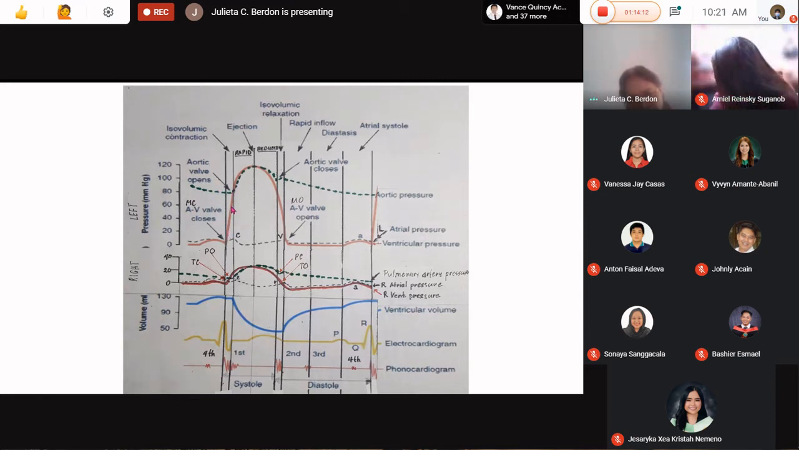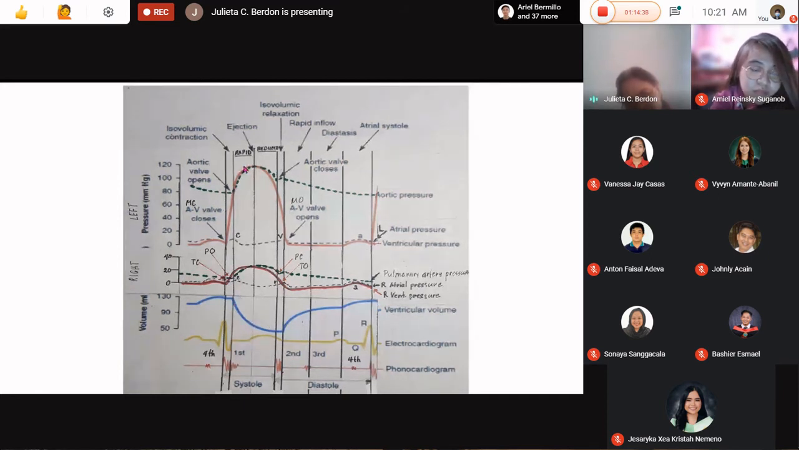When it is now greater than aortic pressure, syempre, ang aortic valve will open. Okay, so the minute aortic valve opens, there is now ejection of blood into the aorta. So now blood is ejected into the aorta. And look at what happens. The volume in the ventricle will decrease because it's already ejected into the aorta.